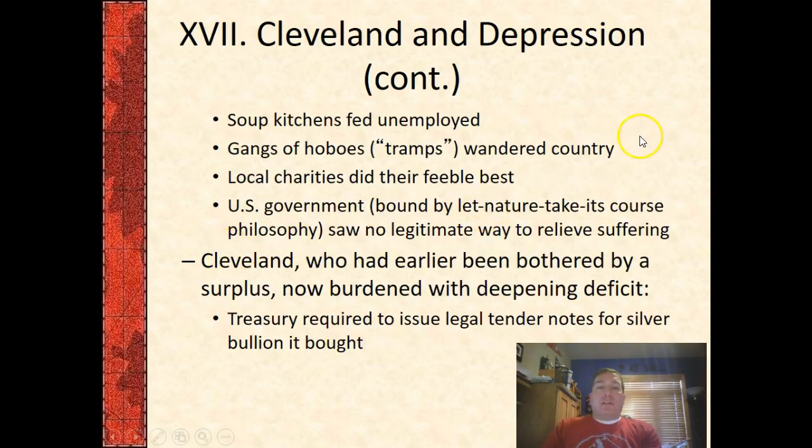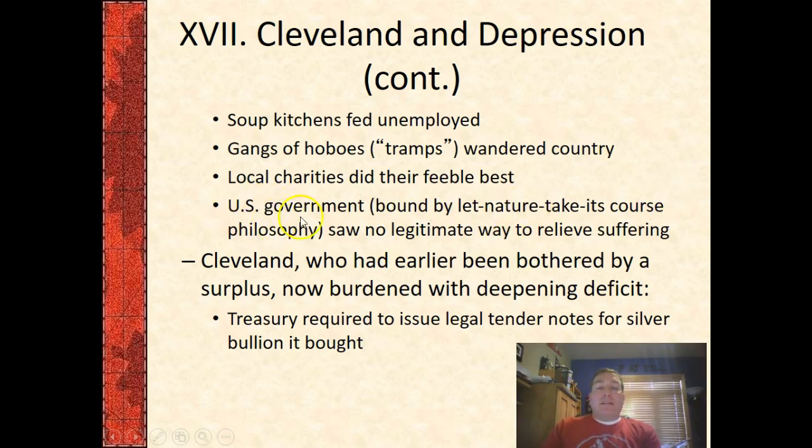For Grover Cleveland, he's watching as our charities can't keep up. There's no way for them to create enough soup kitchens and charities to help out. And so you've got gangs of people moving around the country who have no jobs, no income, no food, and they're about to get more and more radical.